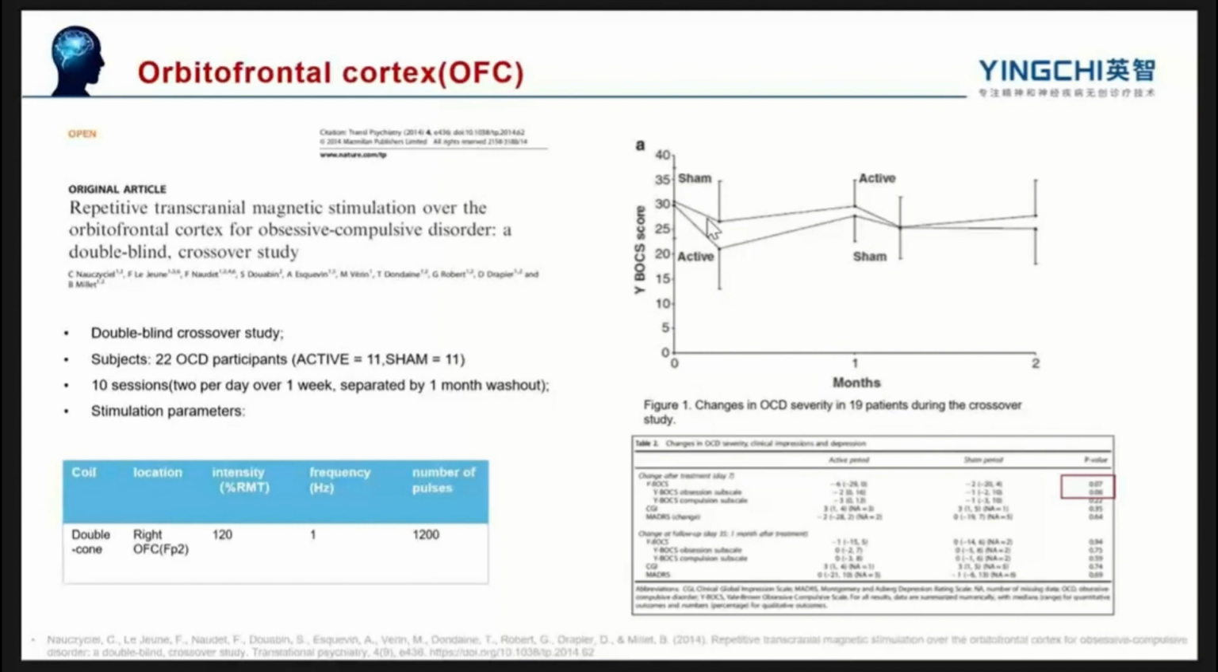And we can see from this table that the specific parameter we use is also 1 hertz frequency. And the number of pulses in each session is 200 pulses. And we can see from the Y-BOCS scale that there's a significant reduction of the scale score after the first period of treatment in the active rTMS group and not the sham group. But there's not a significant difference between the active period and the sham period in total.